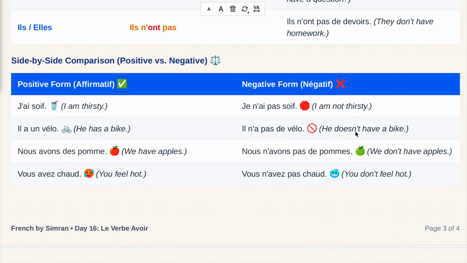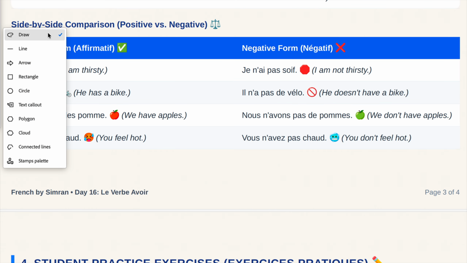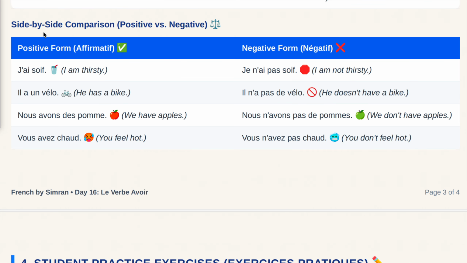So the next thing is side by side comparison. I'll be telling you what is correct and what is wrong. Make sure you are making your notes. The positive form and the affirmative negative form.